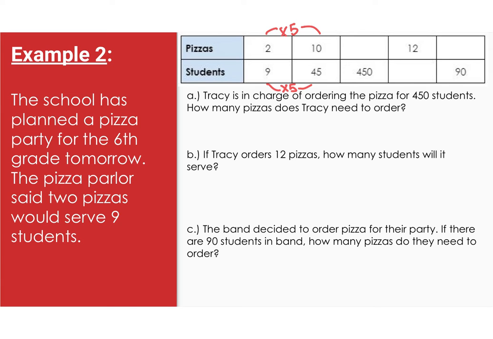Let's look at A. Tracy is in charge of ordering the pizzas for 450 students. How many pizzas does Tracy need to order? So I have 45, and how do I get from 45 to 450, which is the next label on our table for students? I multiply by 10. So that means I need to multiply by 10 on the top as well, which means I need 100 pizzas.